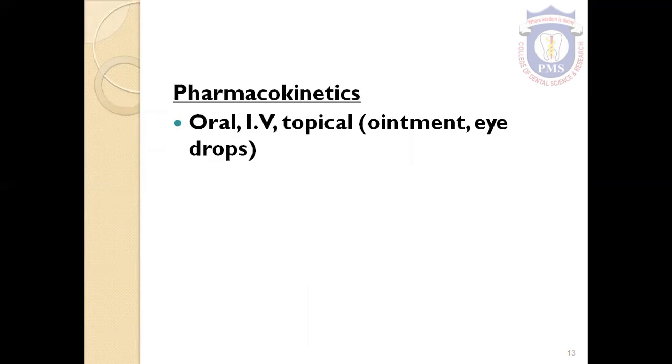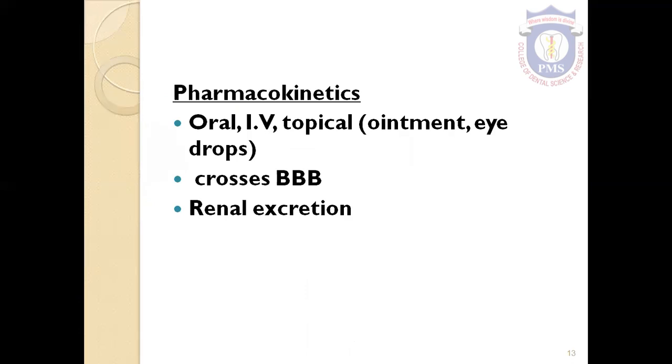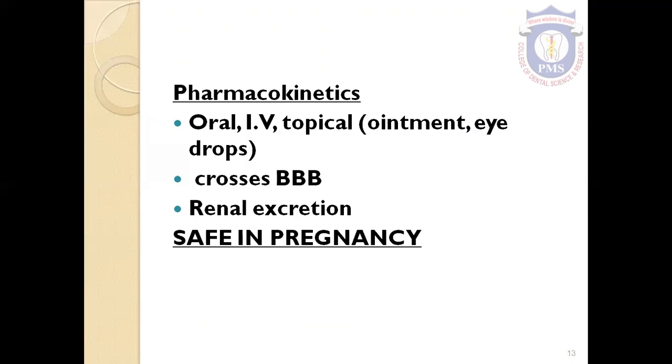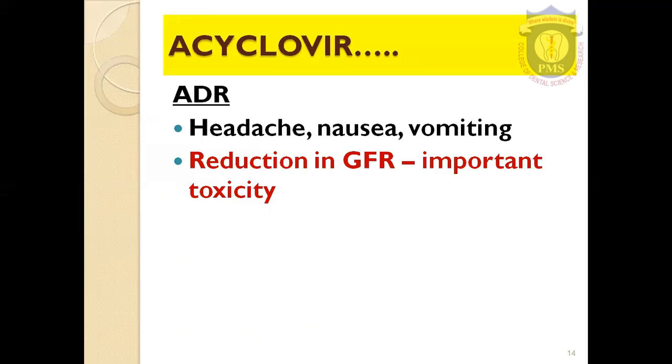Pharmacokinetic properties of acyclovir: the preparations are available for oral, intravenous, and topical administration. For topical usage, we can use ointment or eye drops. It can cross the blood-brain barrier. It is mainly excreted through the renal system, and it is safe in pregnancy. Adverse drug reactions of acyclovir include headache, nausea, vomiting, and reduction in glomerular filtration rate, which causes toxicity.